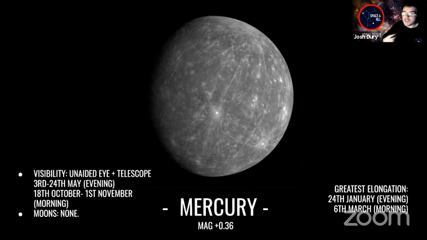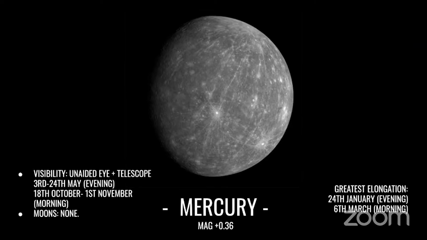And just to run through some of the statistics, looking at this beautiful image from NASA, this particular planet, Mercury, doesn't have any moons. So realistically, what we're looking at here is a solid cratered surface, one of the hottest planets of the solar system, but it's not the hottest, and we'll get onto that in just a second.